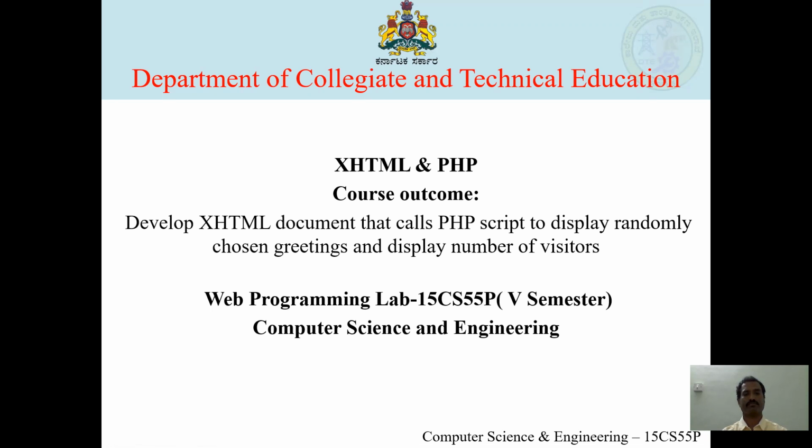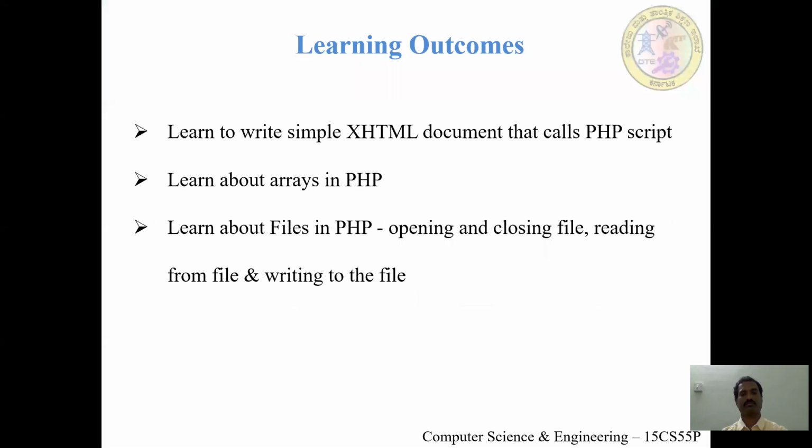In this session, we will understand how to write a XHTML document and how to write PHP script. The course outcome is develop XHTML document that calls PHP script to display randomly chosen greetings and display number of visitors. The learning outcomes are learn to write the simple XHTML document and learn to write the PHP script, learn about arrays in PHP and learn about dealing with the files in the PHP.